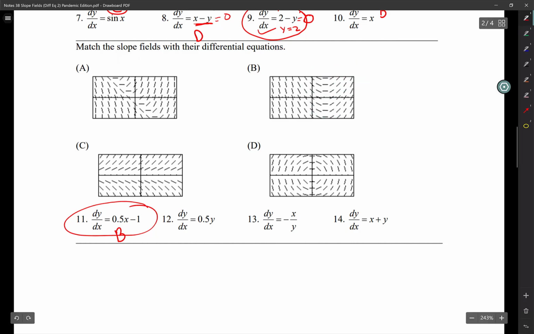See, guys? Easy. Number 12, it's only affected by y. So that means go up to down and see that it's only affected by the y value. And you can see right off the bat, there it is, letter C. Everything above y equals 0 is positive. Everything below y equals 0 is negative.